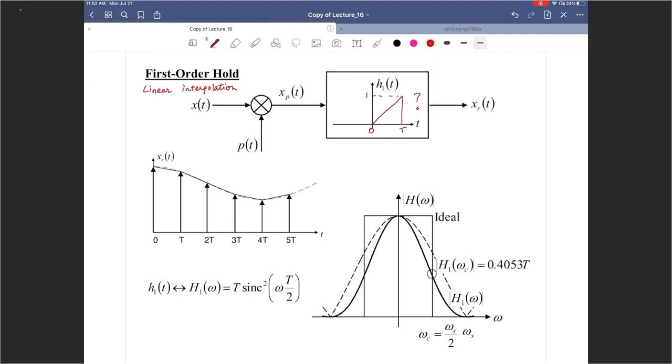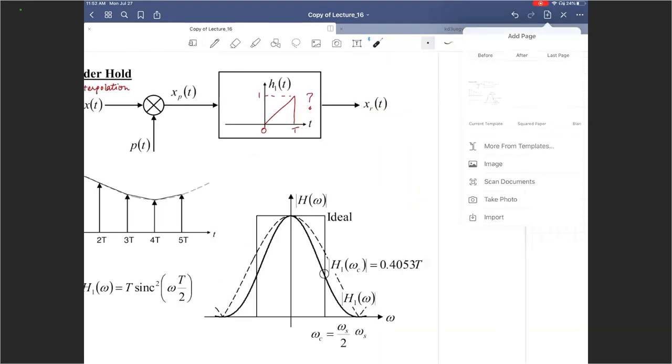All right, so coming back to this question. For linear interpolation or first order hold, where we were simply connecting the dots linearly, is this a good depiction of what the impulse response of the first order hold filter should be? You think this is okay? Now try to think about this. What would happen if you had those samples?